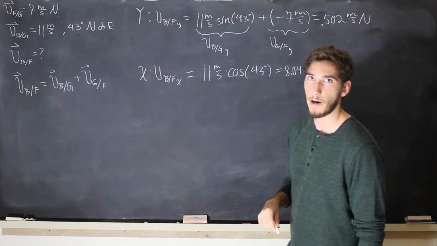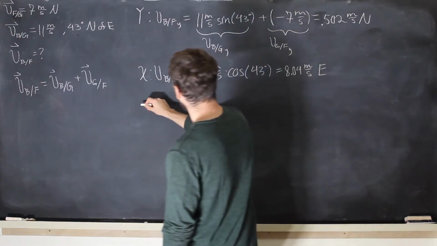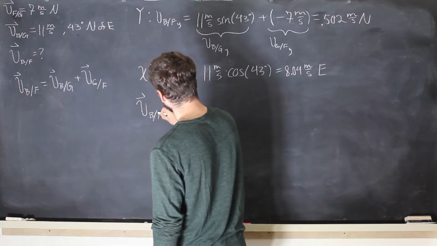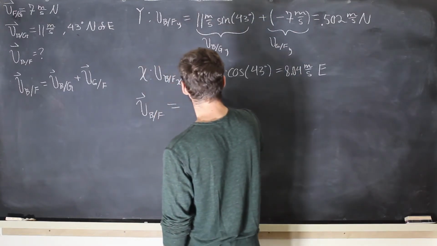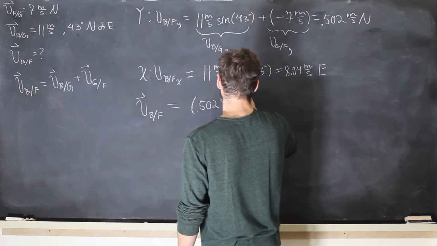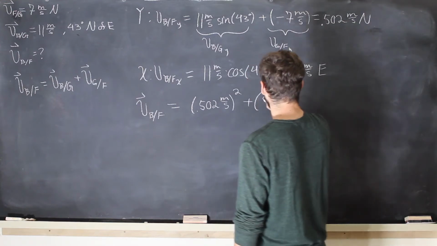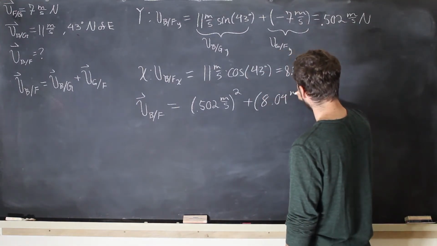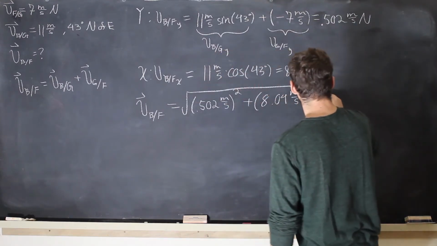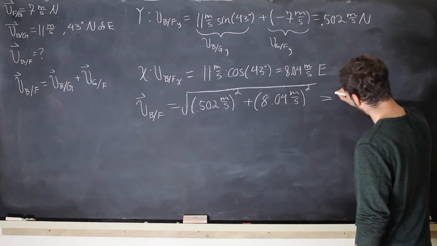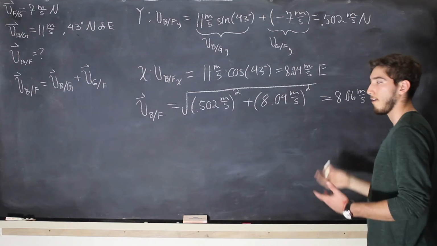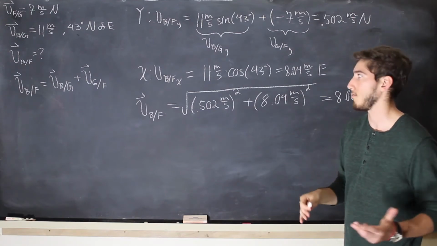And now to find the magnitude of this, we're going to use the Pythagorean theorem. The velocity of the ball with respect to our friend is going to be equal to the square root of 0.502 meters per second squared plus 8.04 meters per second squared. And it's going to be equal to approximately 8.06 meters per second.